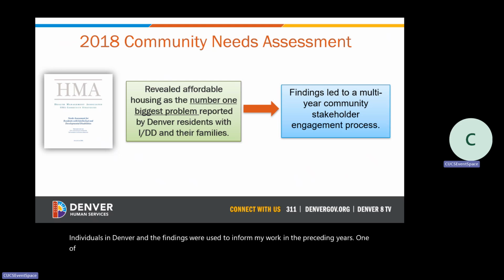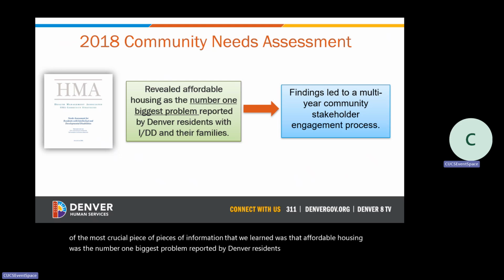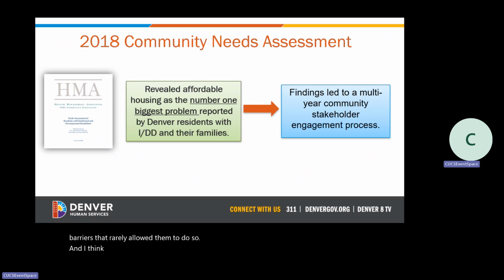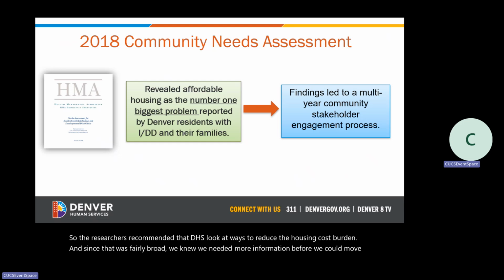One of the most crucial pieces of information that we learned was that affordable housing was the number one biggest problem reported by Denver residents with IDD and their families. We learned that while many folks wanted to live independently with tailored supports, there were barriers that rarely allowed them to do so. I think we all know this still exists today. So the researchers recommended that DHS look at ways to reduce the housing cost burden. And since that was fairly broad, we knew we needed more information before we could move forward in this space.